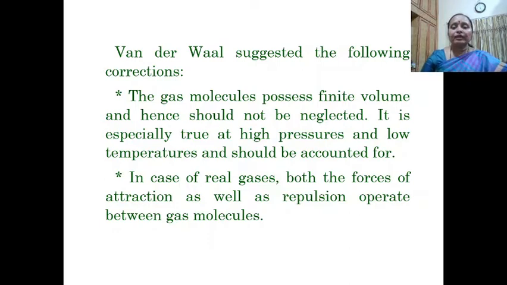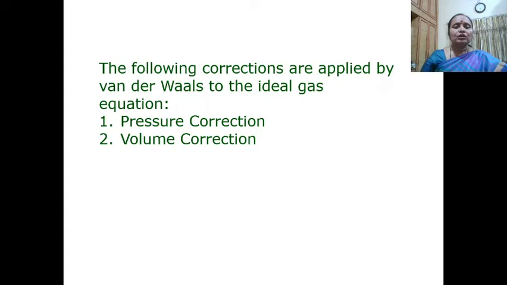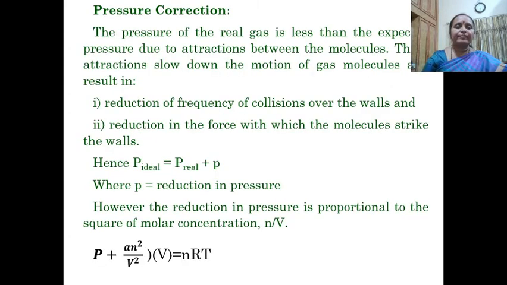In case of real gases, both the forces of attraction as well as repulsion operate between the gas molecules. So taking into account these two factors, Van der Waals made corrections to the ideal gas equation. The following corrections were applied by Van der Waals: the pressure correction and the volume correction.